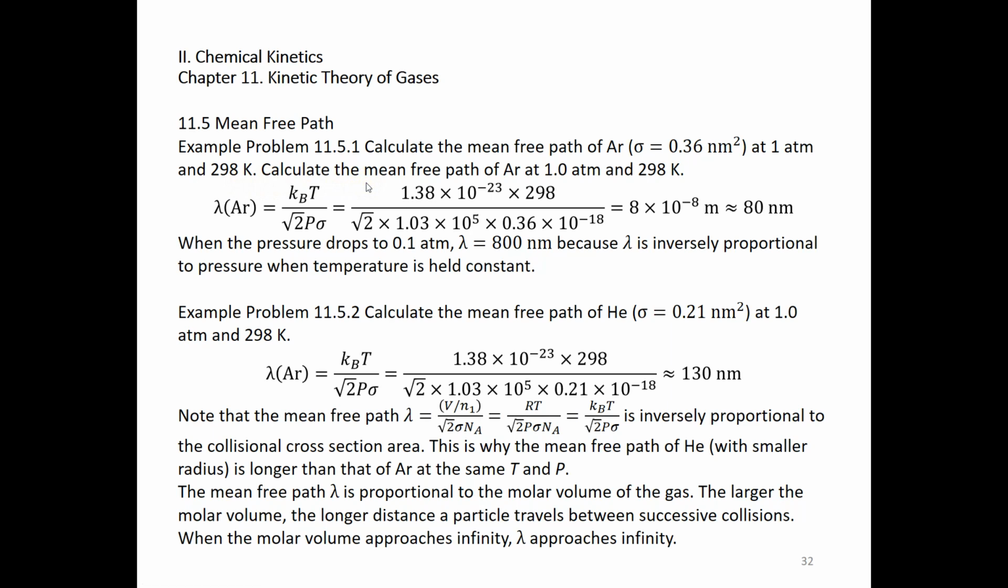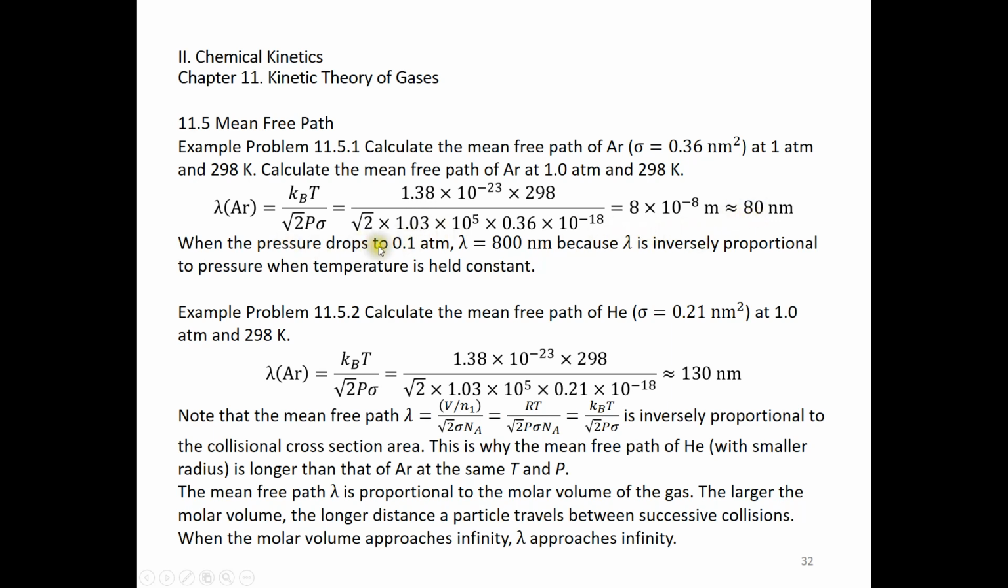So in the previous slide we have a bunch of equations, but since temperature and pressure are given, we'll just use this equation. We have Kb on top, T on top. On the bottom we have pressure here. We have sigma in meters squared because we want to use SI units. The result is 80 nanometers. So on average, between two successive collisions, an argon atom has to travel about 80 nanometers.